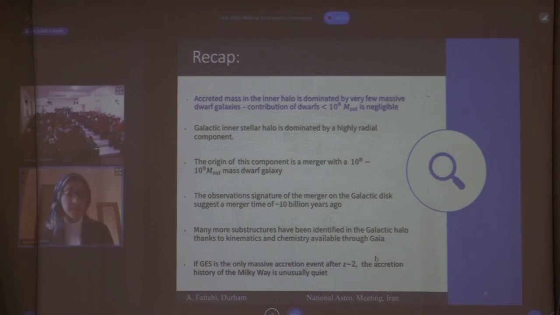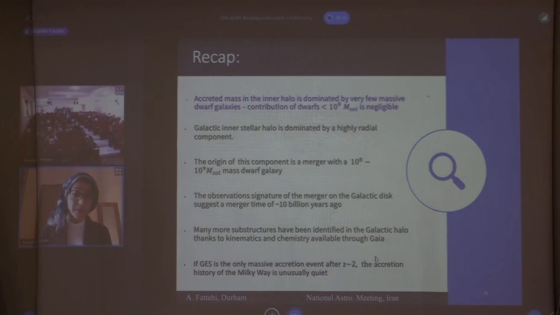So observationally, it makes sense. And now, if you ask me what fraction of Milky Way globular clusters are coming from accreted dwarf galaxies, I don't know, because this is not my field. Take my answer with a grain of salt.